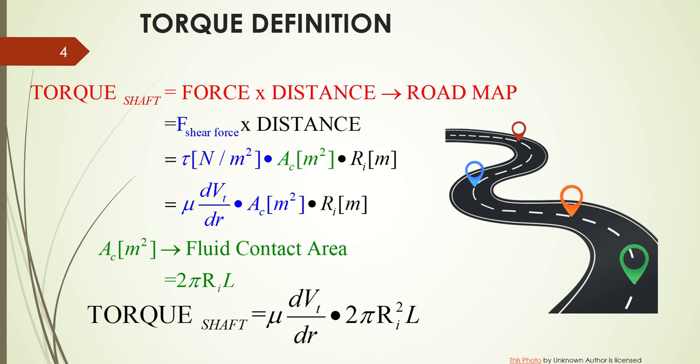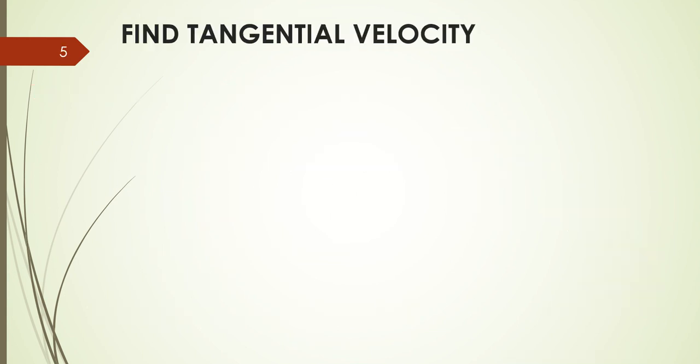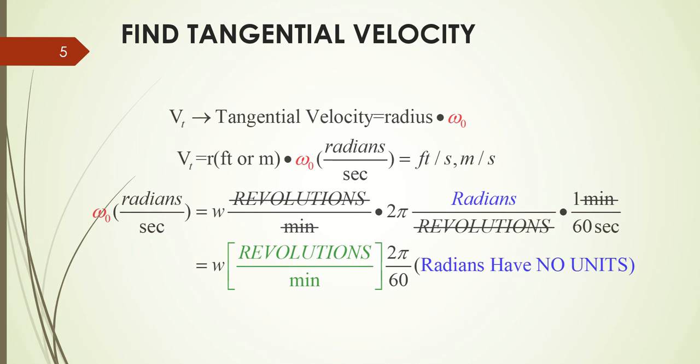And finally, we talk about the torque. The torque parametric equation would be equal to the product of mu times the shearing strain, dV/dr, times 2 pi r sub i squared, times the length of the cylinder. So first of all, let's look at how we find the tangential velocity. We know that the tangential velocity from physics 1 for a rotating body is equal to r omega.